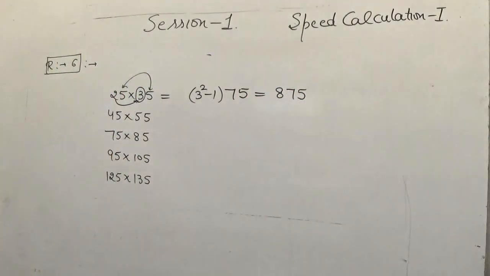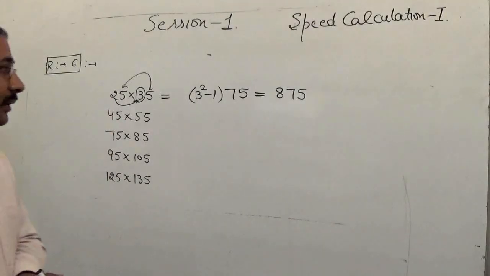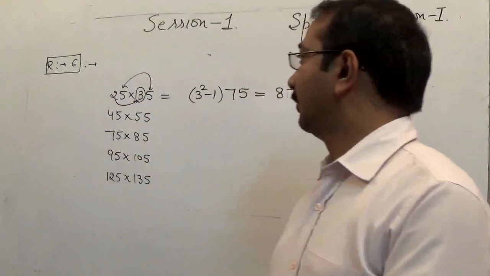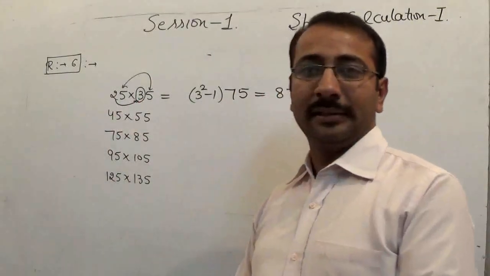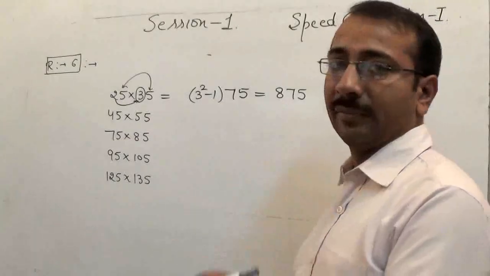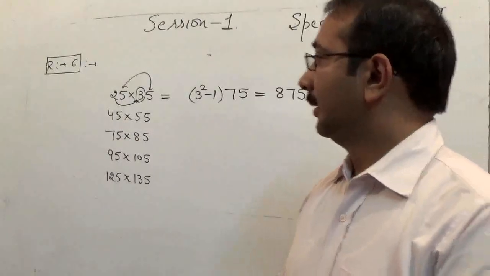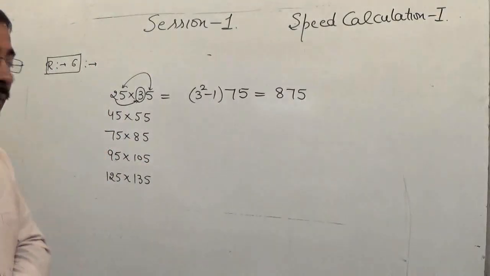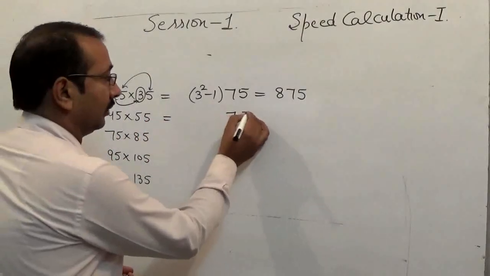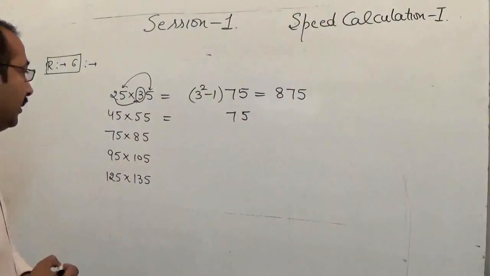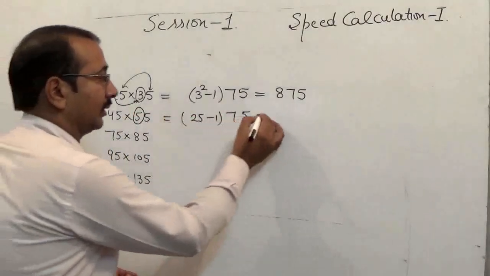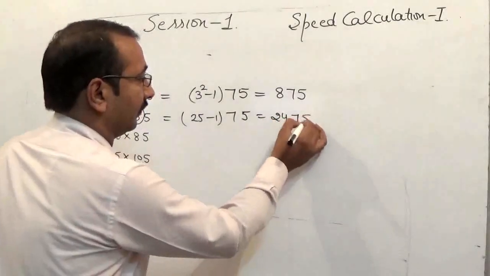Try to understand it again. You have to multiply 25 into 35. Our last two places would be 75. After that, the square of 3 is 9 minus 1, so 875 becomes my answer. Similarly, I have to multiply 45 into 55. My last two places are 75. After that, 5 square is 25 minus 1. My answer is 2475.